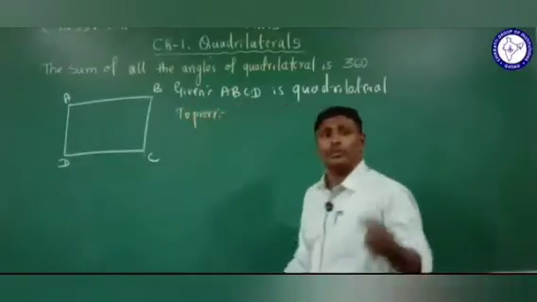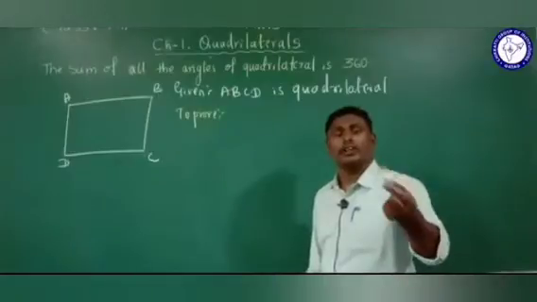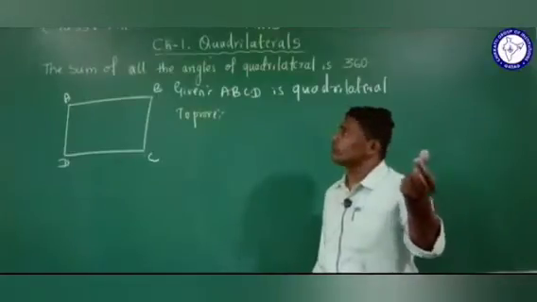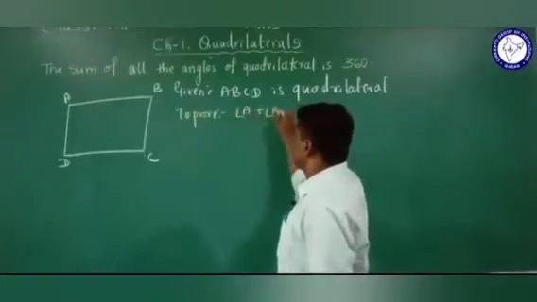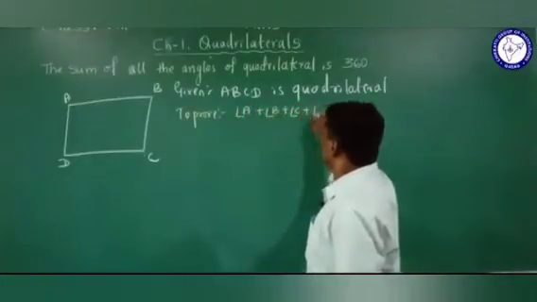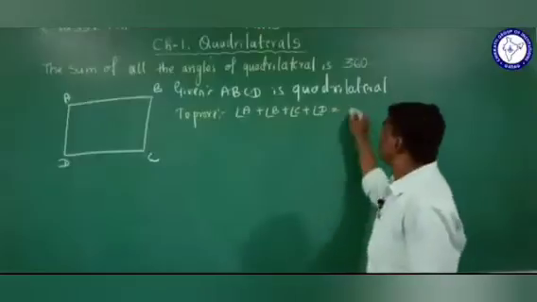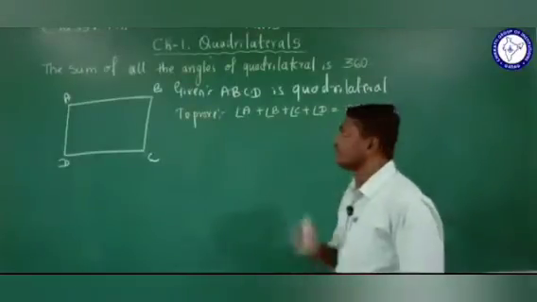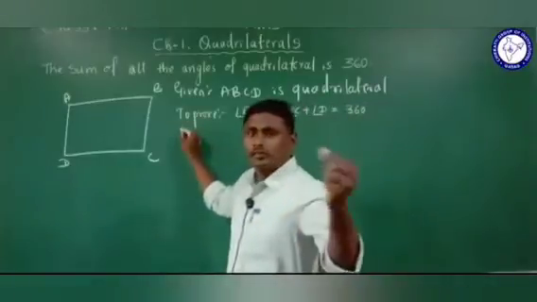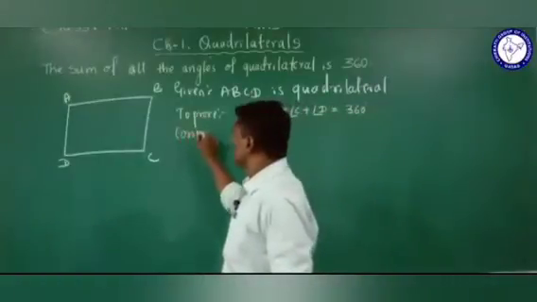What you have to prove? The sum of all the interior angles should be equal to 360 degrees. It means angle A plus angle B plus angle C plus angle D is equal to 360 degrees. You need to prove this one only, right? So take some construction part here. Construction.